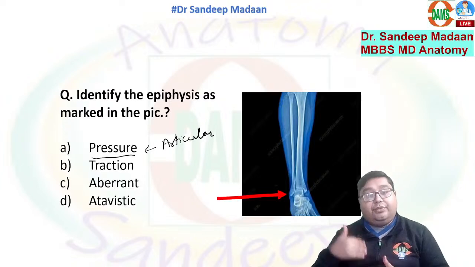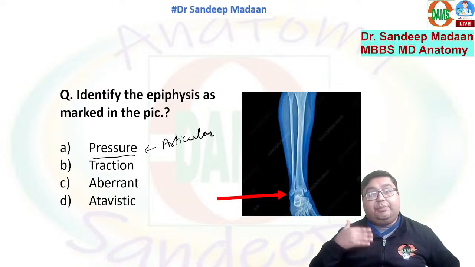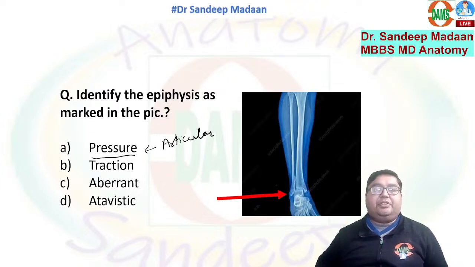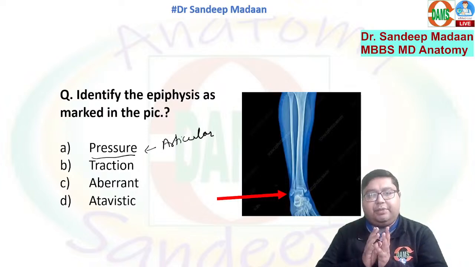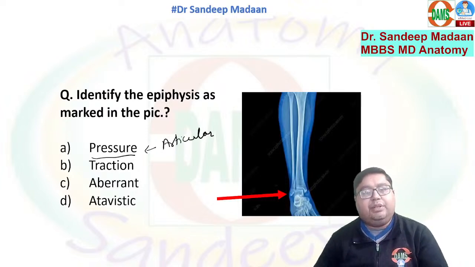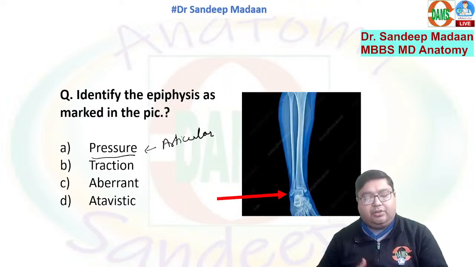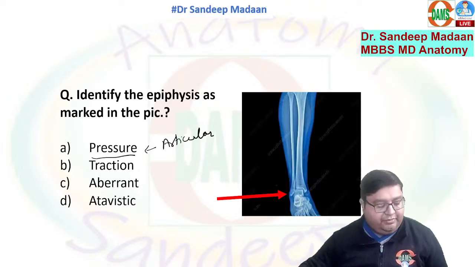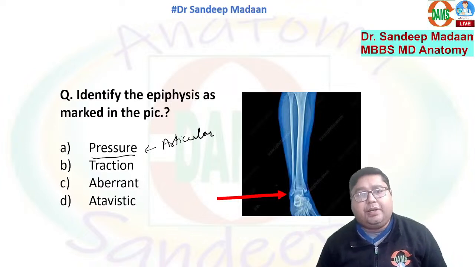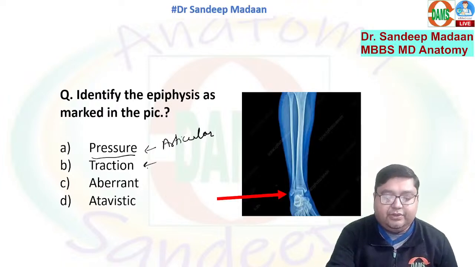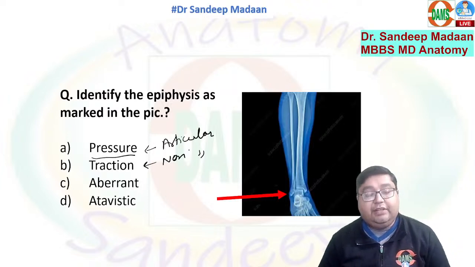Second, they bear the weight of the body. So when they bear the weight, or we can say when they bear the pressure, that is why they are called pressure epiphyses. All the joint making ends of the bone are called pressure epiphyses. Head of the femur, condyle of the femur, or whatever part is joint making will be pressure epiphysis. But the jutting out part of the bone because of the muscle traction is called traction epiphysis, and this traction epiphysis is non-articular. They will never form the joint.